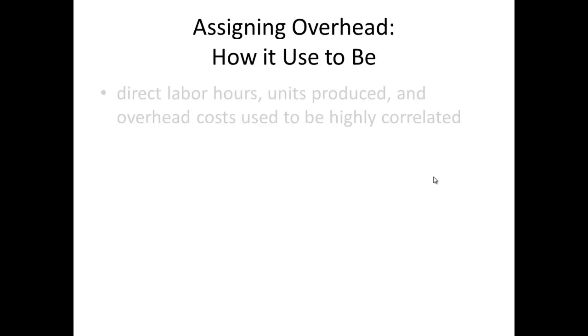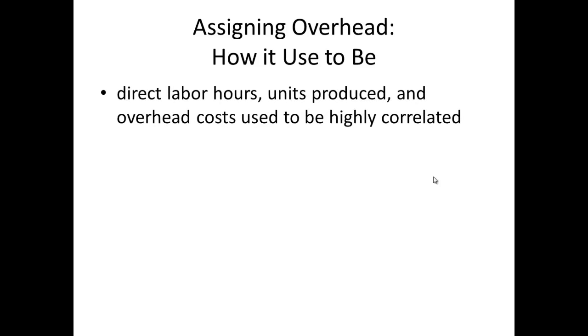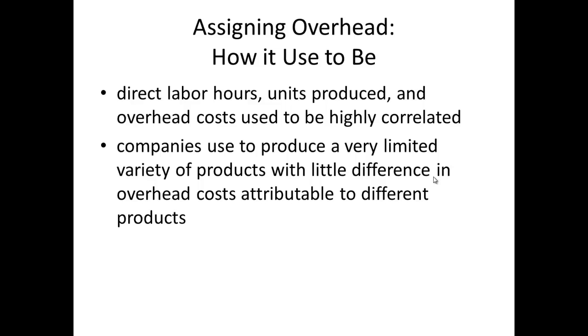In this video, we're going to continue our discussion on activity-based costing. We'll start off with a little history first. It used to be that in many manufacturing areas, direct labor hours, units produced, and overhead cost were highly correlated. And companies used to produce a very limited variety of products with very little difference in the overhead costs attributable to different products. But nowadays, things are a little bit different.